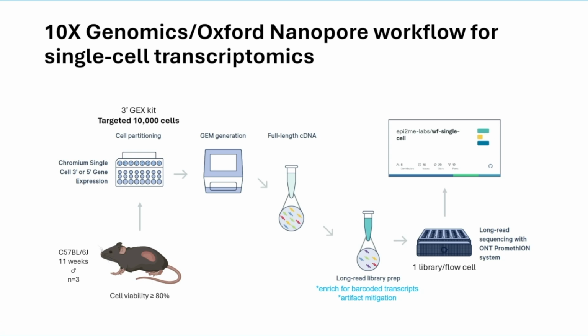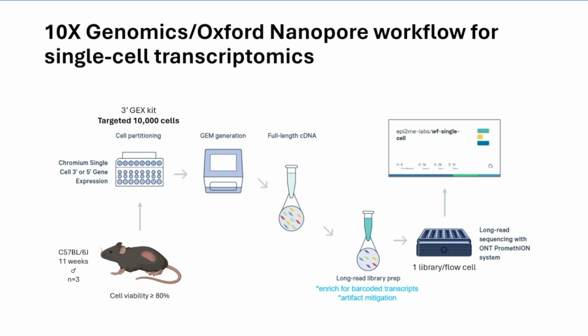So for this experiment, I used 3 different mouse kidneys and did single cell dissociation. We used the 3' GEX kit and targeted 10,000 cells. I will say that is a lot, and it does affect the coverage of your genes or transcripts per cell. So just keep that in mind if you're looking into your own experiments.